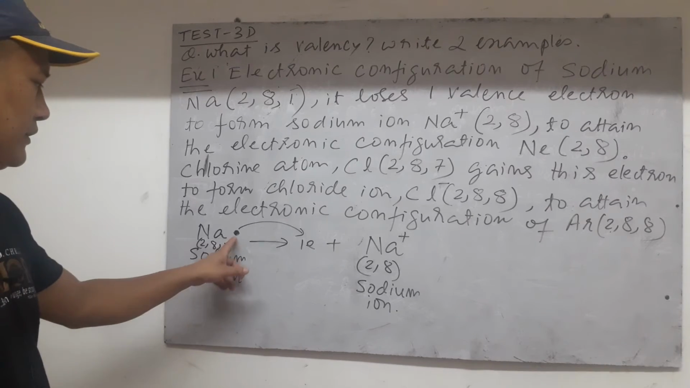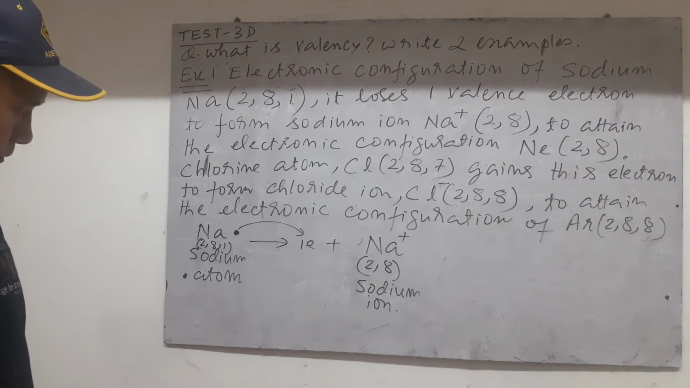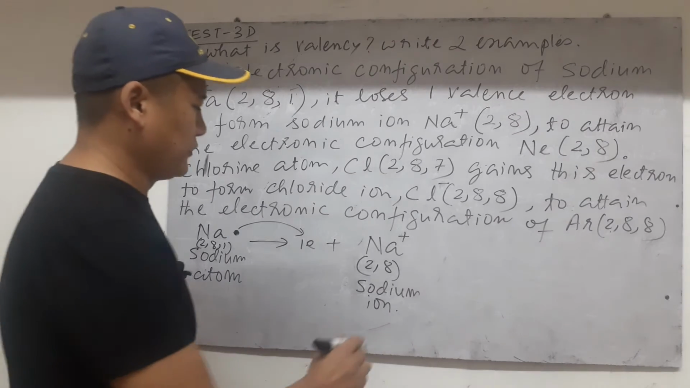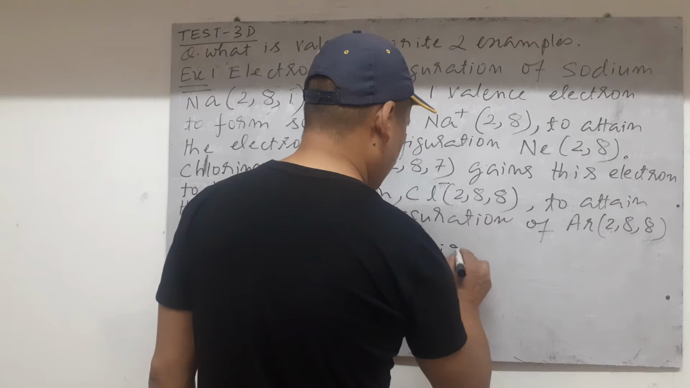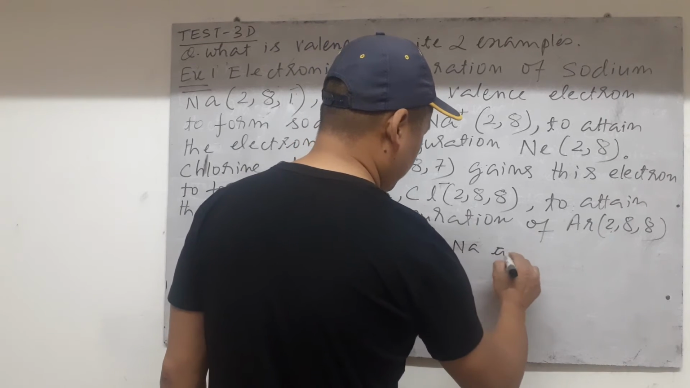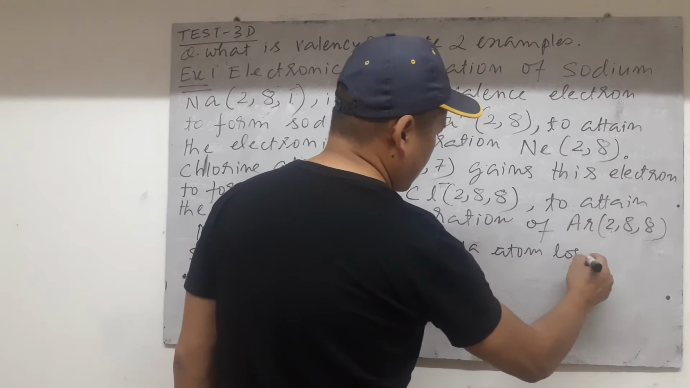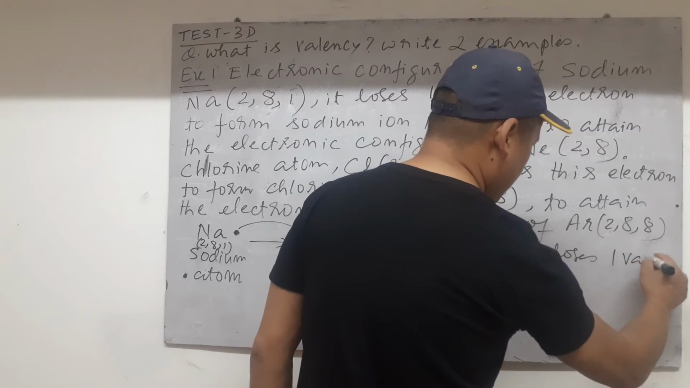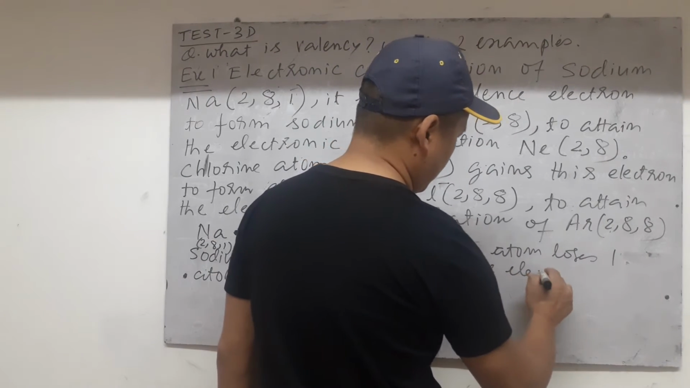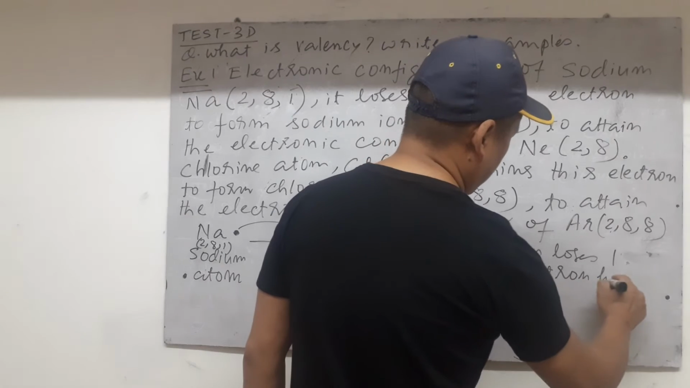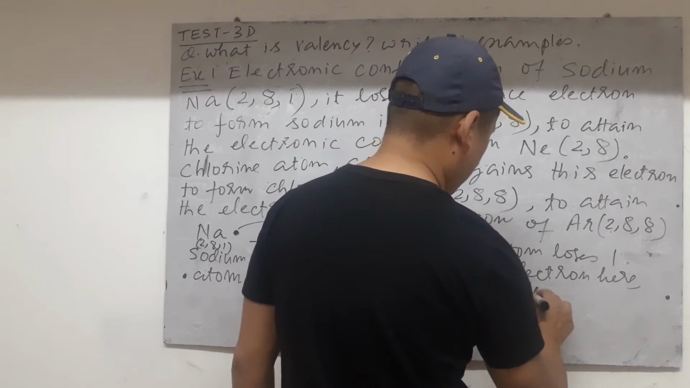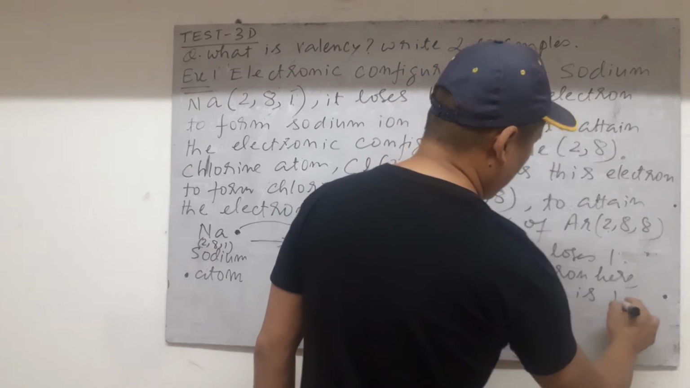So this is the number of valence electrons lost, here 1. You can write here at the back: since a sodium atom loses 1 valence electron here, its valency is 1.